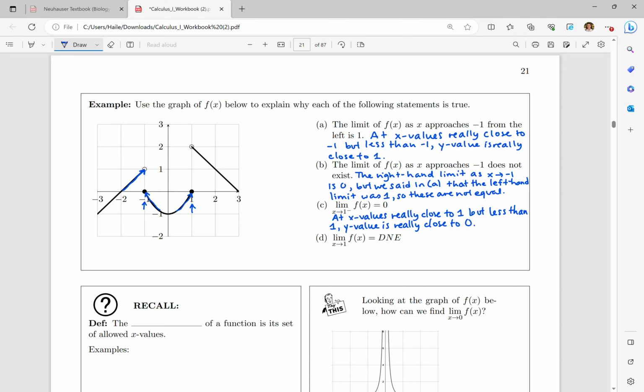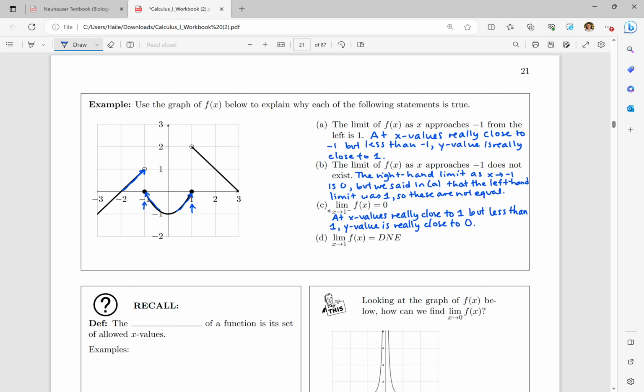Okay. And finally, let's look at part D. So part D says the limit as x approaches 1 of f of x does not exist. So when we want to say does not exist, sometimes we abbreviate with the letters DNE. You'll see that a lot. Okay, so let's check this out. So we know the left-hand limit from part C. So let's look at the right-hand limit.